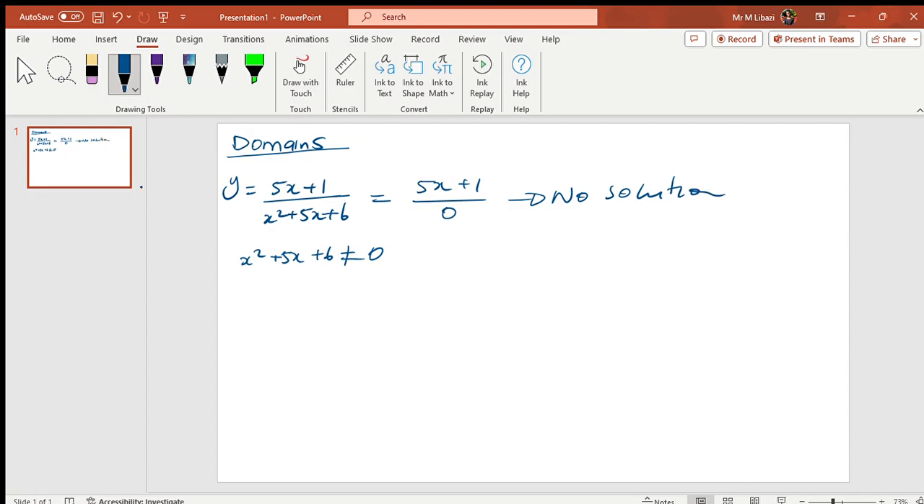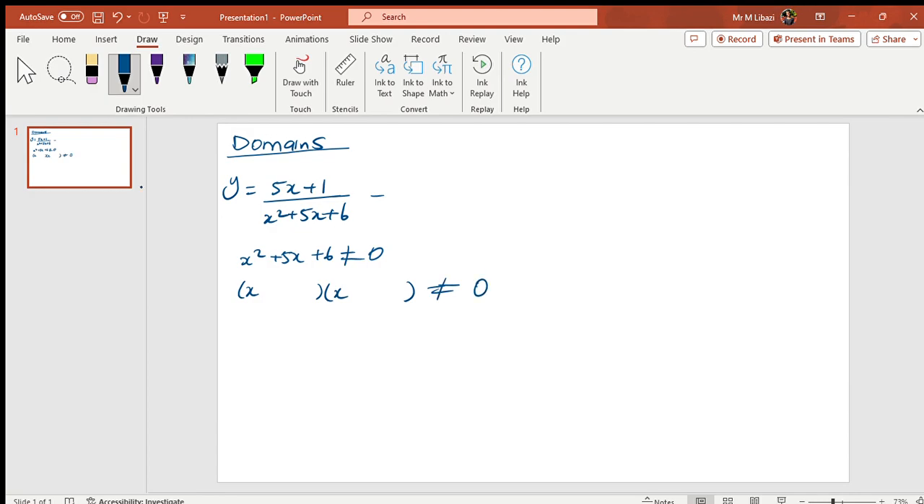So hence now we're saying that we must not have 0. But if we are having a negative number, let's say negative 5, or maybe a negative 1, whatever, we'll still get a solution. So now we don't want 0 there. So to do that, we can actually factorize that equation. I believe everyone is able to factorize. So that must not be equal to 0.